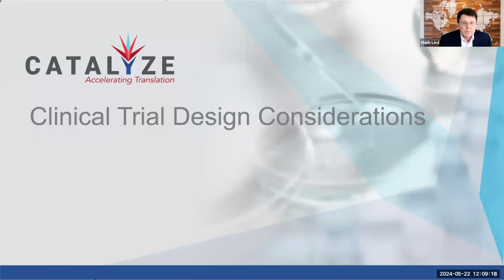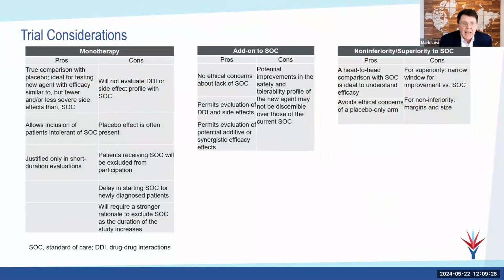So let us switch now from showing TPPs to clinical trial design considerations. The reason for this is I want to get you all to thinking about how do you study a drug clinically? Well, there are about 3 ways to do it. One is monotherapy. The other is add on to a current standard of care. And lastly, it is a non-inferiority or superiority to standard of care.